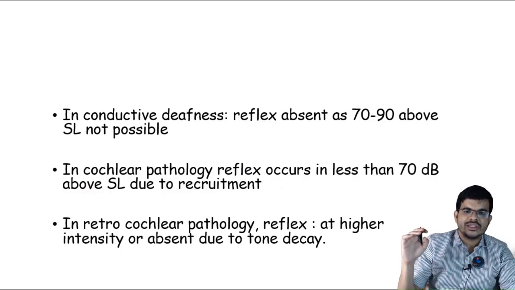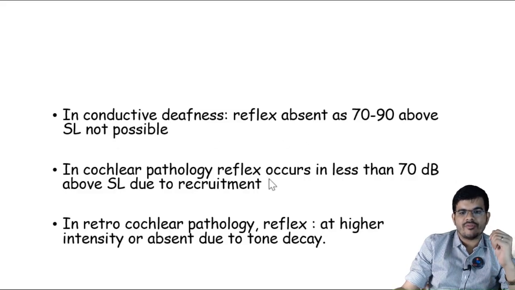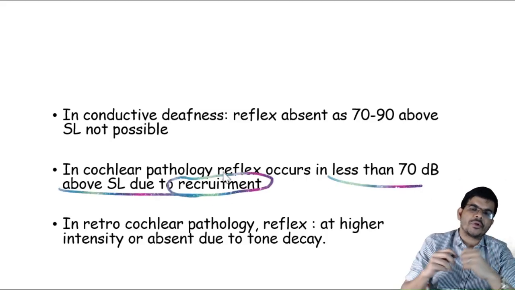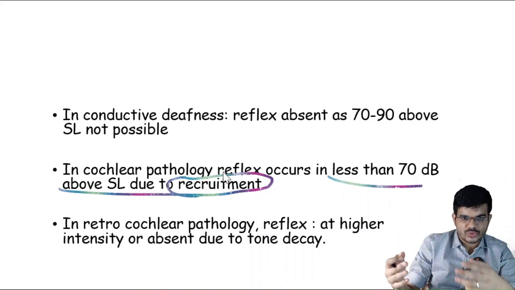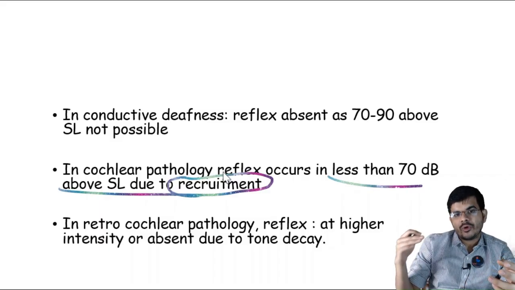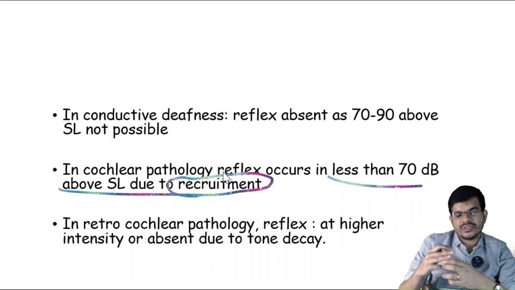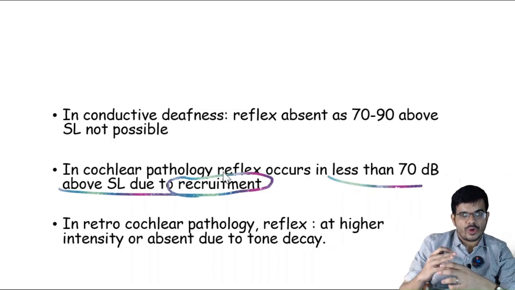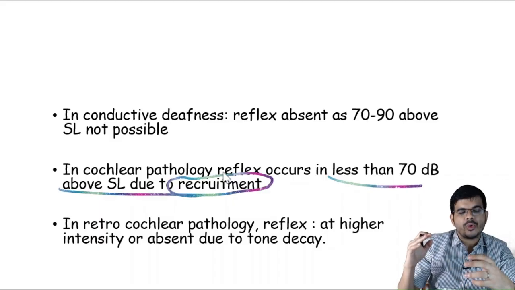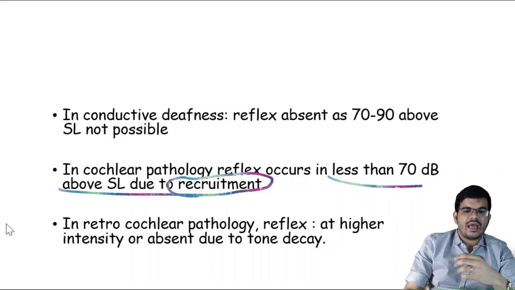If it is coming down to 50%, that is an abnormal adaptation. In conductive deafness, reflex is absent at 70 to 90 decibel, because of the conductive deafness. In cochlear pathology, reflex occurs at less than 70 decibel because of recruitment. What is this recruitment? It is the abnormal growth of loud sound, and that will be dealt with soon. Recruitment as well as tone decay allow you to differentiate between a cochlear and retrocochlear pathology. In retrocochlear pathology, the reflex is at higher intensity or absent due to tone decay.